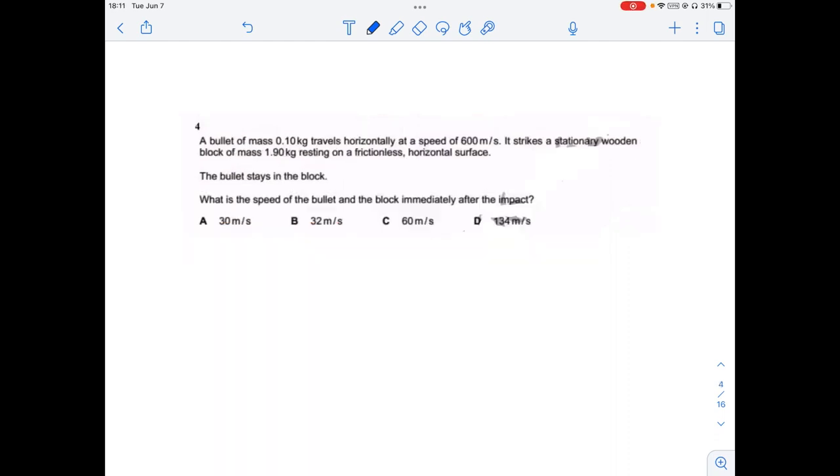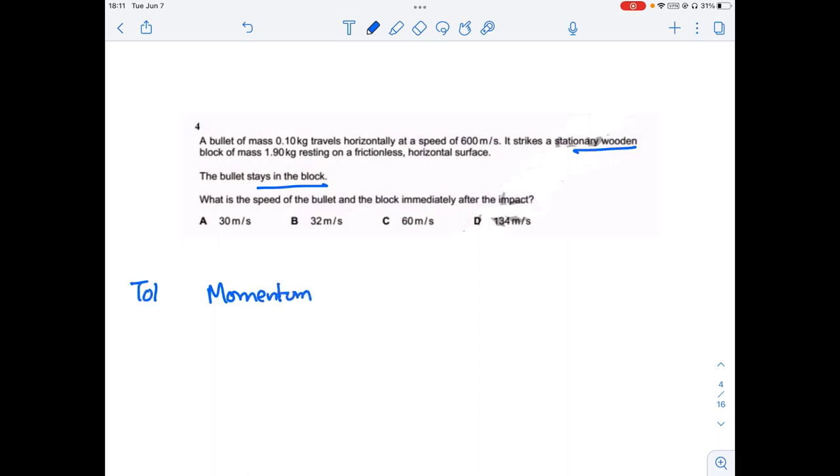Now coming to the next question: a bullet of mass 0.1 kg travels horizontally at a speed of 600 meters per second. It strikes a stationary wooden block of mass 1.9 kg, resting on a frictionless horizontal surface. The bullet stays in the block. What is the speed? We know that momentum before collision should be equal to momentum after collision.